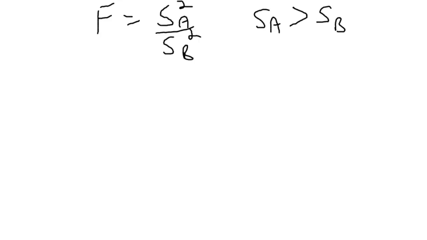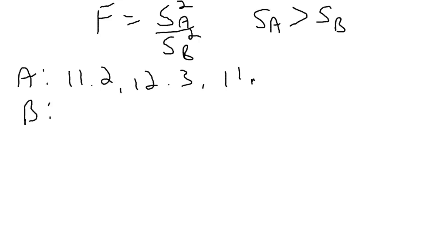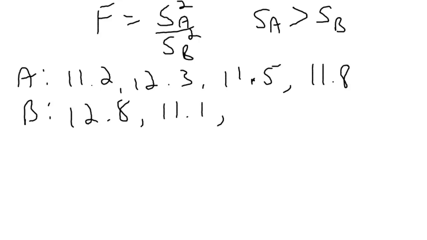So if we have two sets of data, let's say we have method A and method B, we're just trying to see if maybe B is the old method, A is the new one. Is it better in terms of precision? And the new method gives us 11.2, 12.3, 11.5, and 11.8. And then the old method is 12.8, 11.1, 10.5, and 13.2. So it looks, just by looking at numbers, like the old method might have poorer precision.